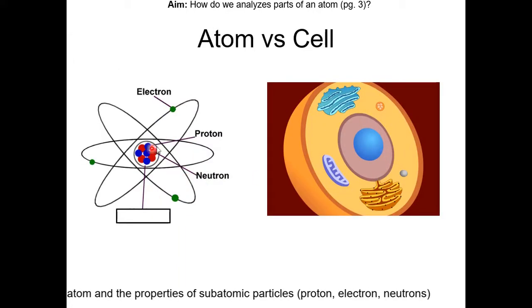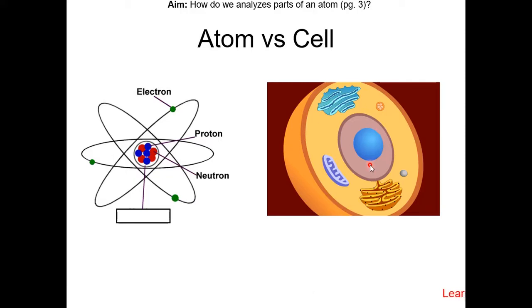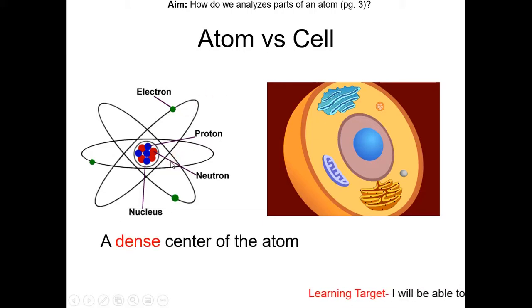Here's a cell, here's an atom. A cell is a living thing, but an atom is not. Both have a nucleus, but the nucleus is referring to different things. In a cell, a nucleus is an organelle that contains genetic material. In an atom, it is a dense center that contains the protons and the neutrons.